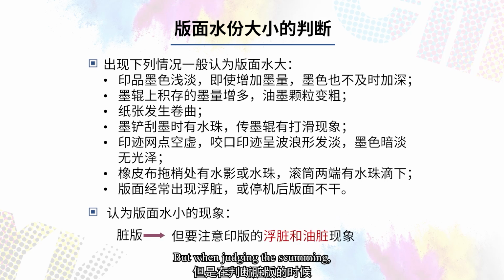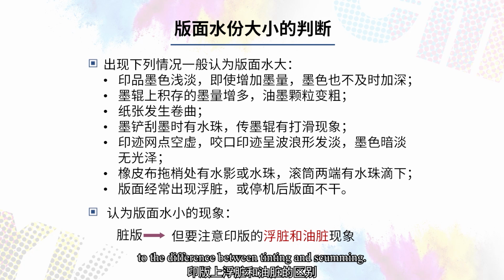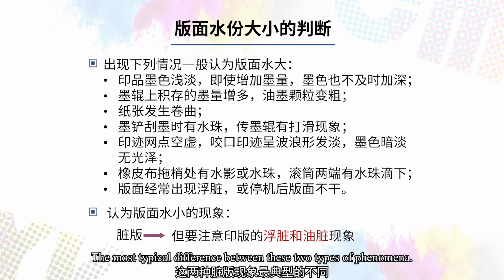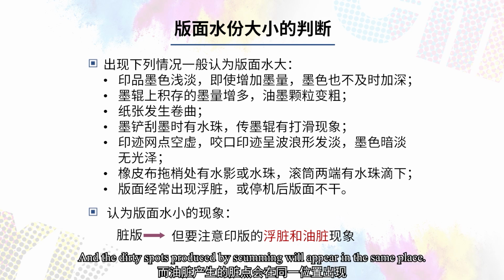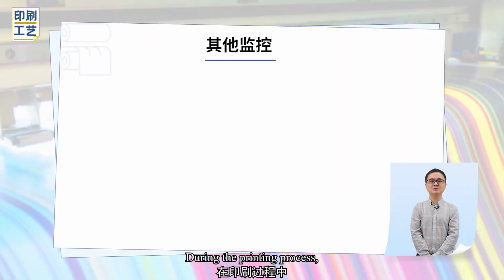But when judging the scumming, in particular, we need to pay attention to the difference between tinting and scumming. The most typical difference between these two types of phenomena is that the location of the dirty spots generated by tinting will be different, and the dirty spots produced by scumming will appear in the same place during the printing process.